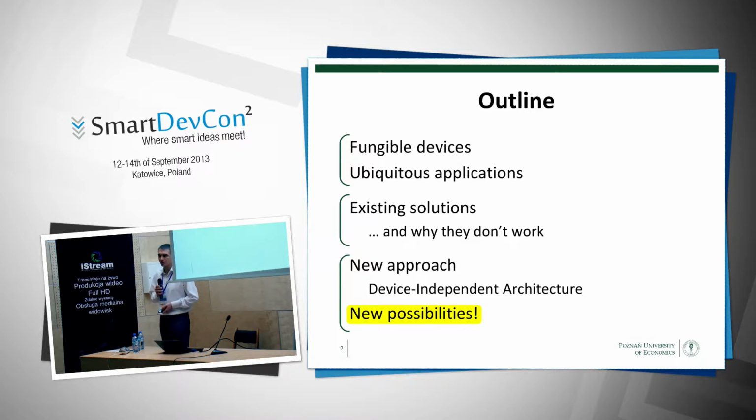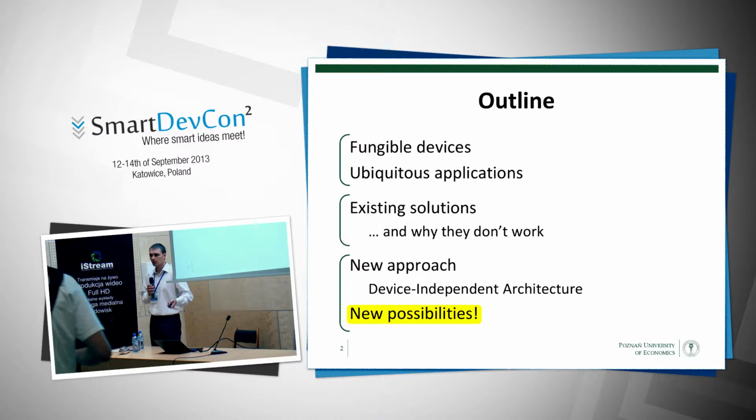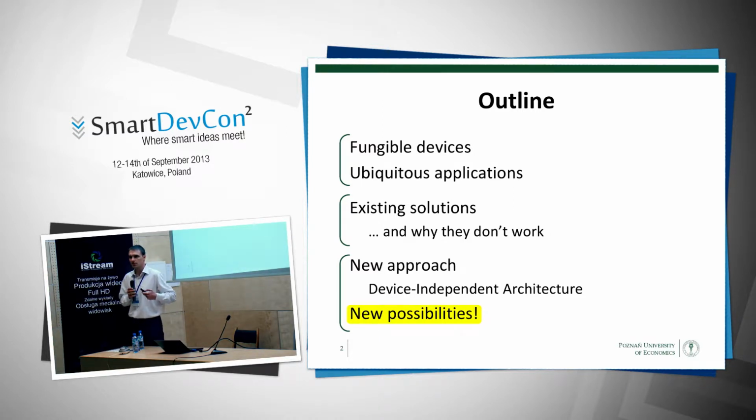Those are applications that are able to communicate with the user through multiple devices at the same time. So you can have an image on a TV screen, audio through your headphones, and navigation using a touch screen on a smartphone. All within the same application, all within the same functionality.